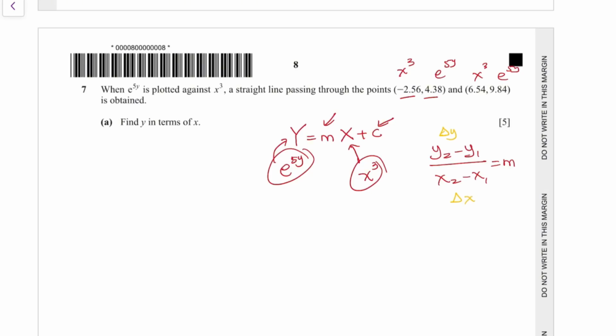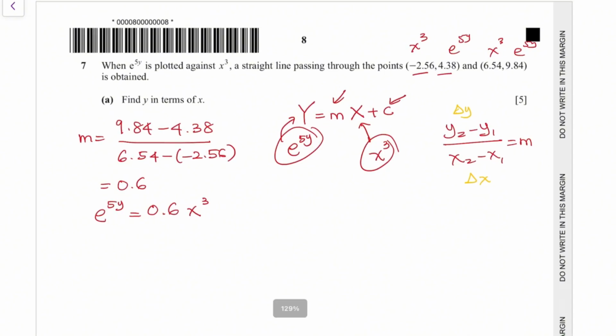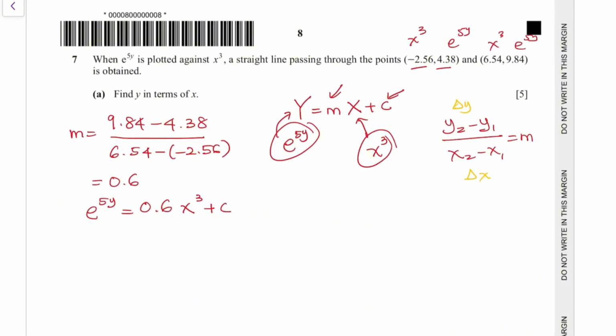So how do you do this? You are given two coordinates over there. Gradient is basically 9.84 minus 4.38 to be divided with 6.54, your second x, to be subtracted with negative 2.56. You should figure that your gradient is 0.6. When you have your gradient, you're basically halfway on your equation. Your equation is e to the power of 5y equals to m, which is 0.6, and your x is x cubed, plus c.